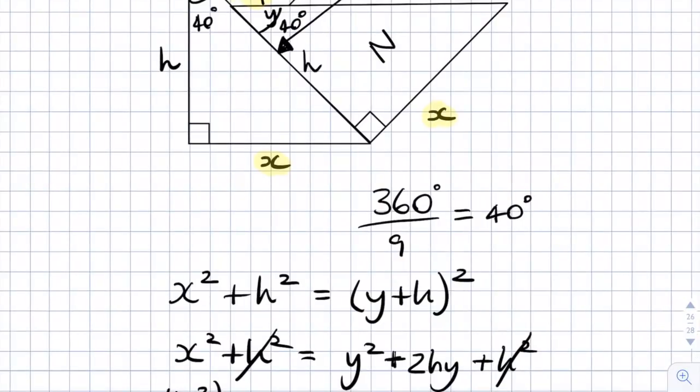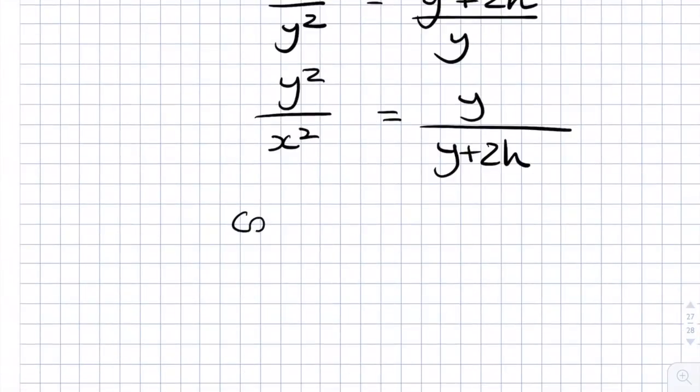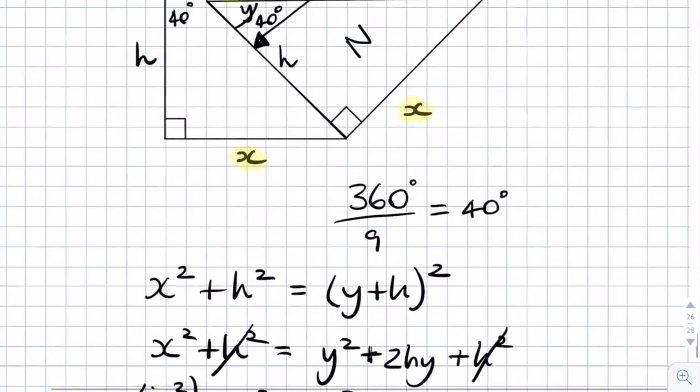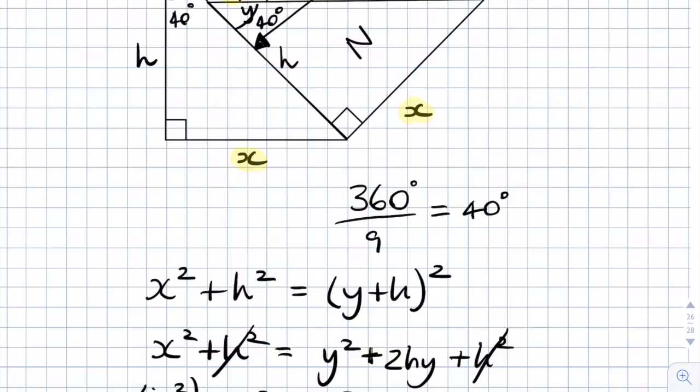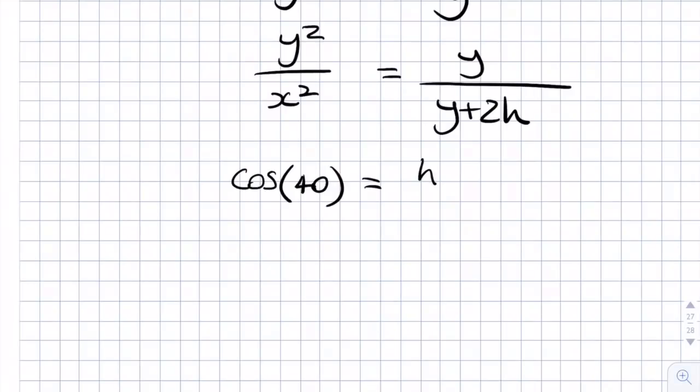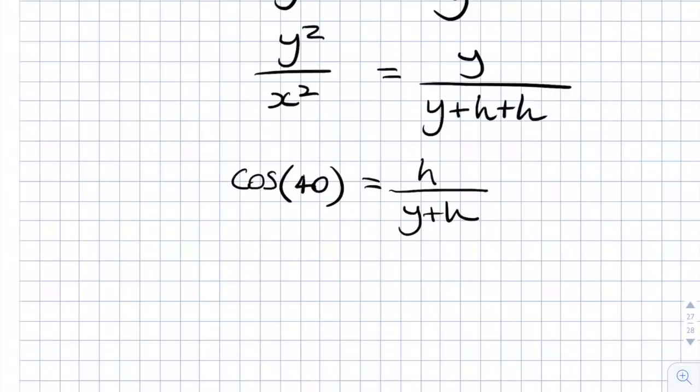So using basic trigonometry, you can say that cos 40 is equal to adjacent divided by our hypotenuse. So our adjacent side is h and our hypotenuse is y plus h. So h over y plus h. And what you'll see is if we rewrite this bottom fraction, instead of y plus 2h, we write it as y plus h plus h. The term y plus h is the same term that we've got in this equation.